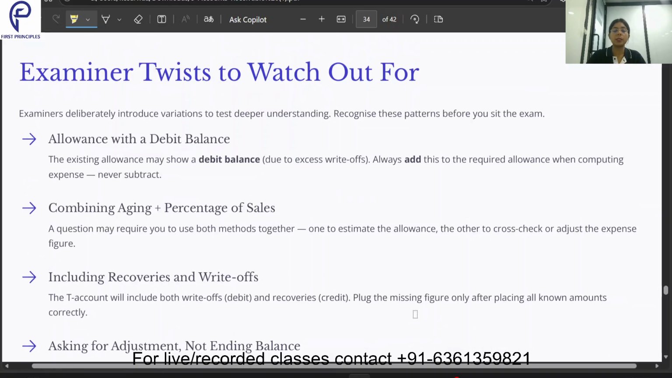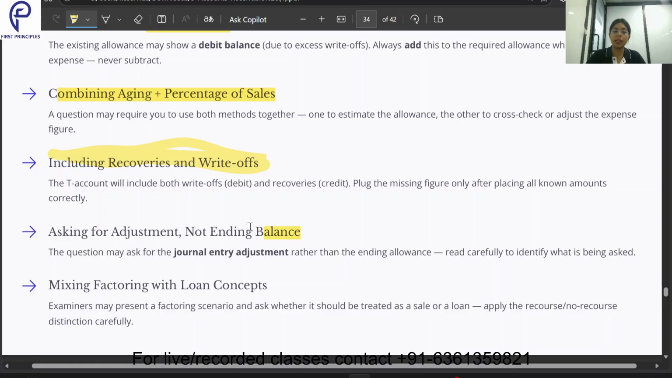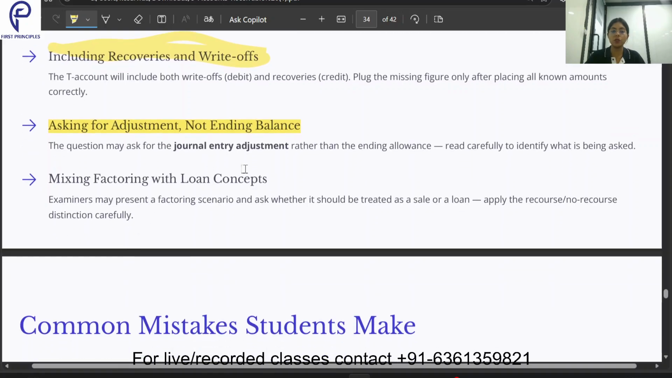What are the examiner twists? How will the examiner confuse you? By giving a debit balance in the allowance account, then combining the aging with the percentage of sales method, then including the recoveries and write-offs, where we have to treat them correctly, then asking for the adjustment, not the ending balances. Then mixing the factoring questions with the loan concept. That's how the examiner can confuse us.